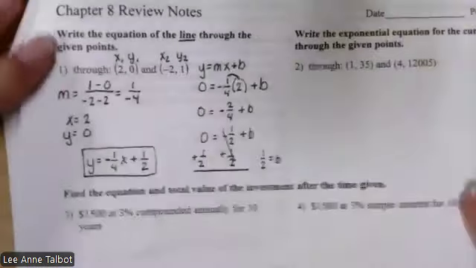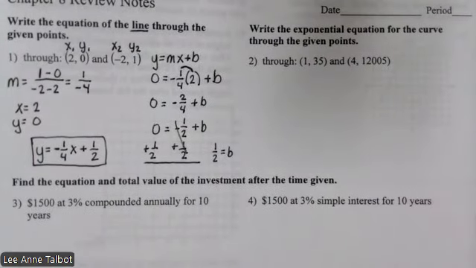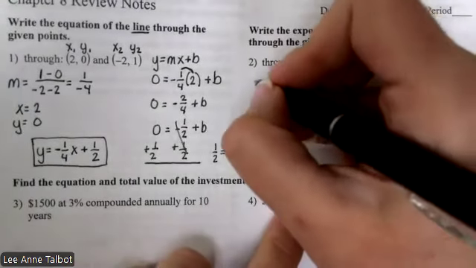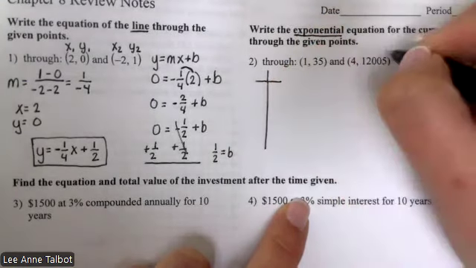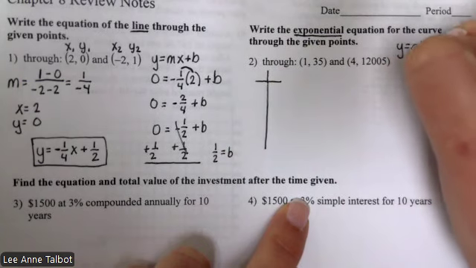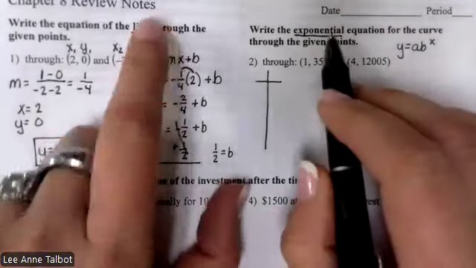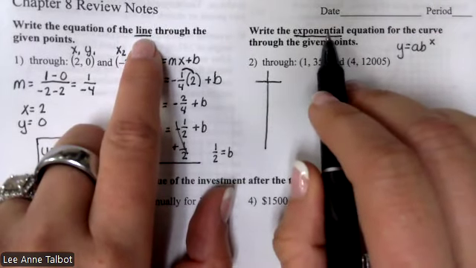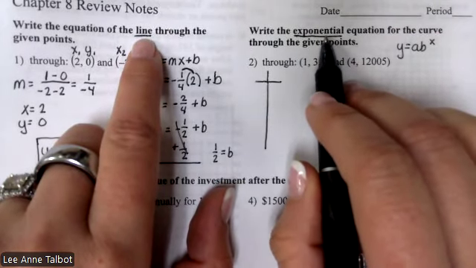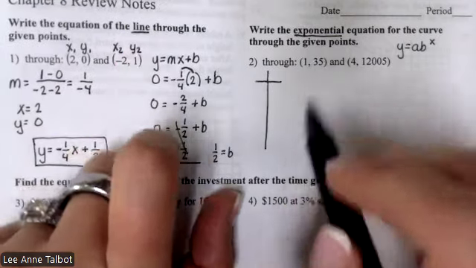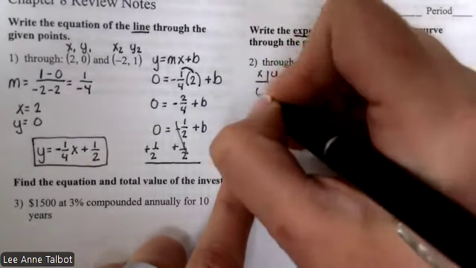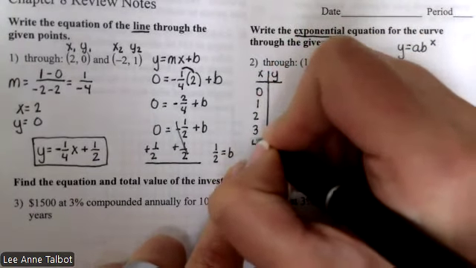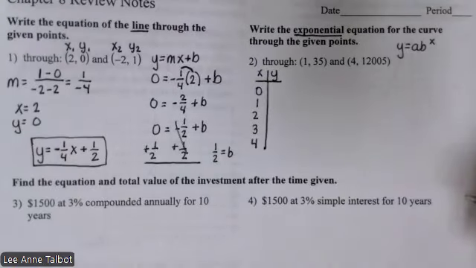Okay. Number 2, write the exponential equation for the curve through the given points. Okay, so exponential is y equals ab to the x. So on your test, which is not before break, you have to look at the directions and see the difference between line or exponential. And we practiced this quite a bit on Friday, and I'm hoping this is getting easier for you guys.